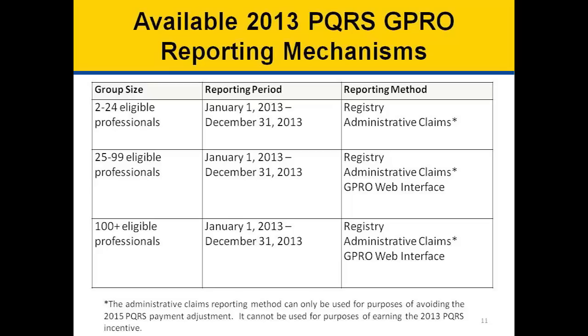If your group size is between 25 and 99 eligible professionals for the reporting period January 1 through December 31, your group can use the Registry, Administrative Claims, or GPRO Web Interface reporting methods. If your group size is 100 or more eligible professionals for the reporting period January 1, 2013 through December 31, you can use the Registry, Administrative Claims, or GPRO Web Interface reporting method. The Administrative Claims reporting method can only be used for purposes of avoiding the 2015 PQRS Payment Adjustment. It cannot be used for purposes of earning the 2013 PQRS incentive.